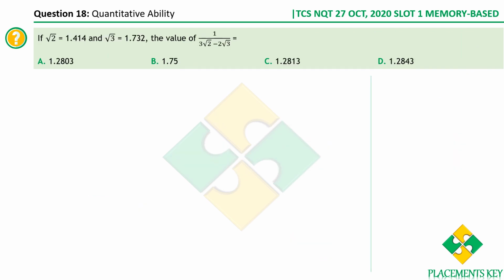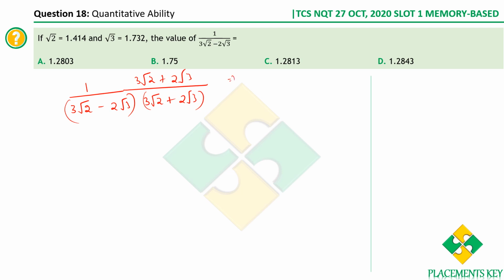Root 2 is so much, root 3 is so much. What is the value of this expression? See, whenever we have surds in the denominator, the first step is rationalizing. Here we have 3 root 2 minus 2 root 3. Let's multiply with the conjugate, which is 3 root 2 plus 2 root 3, in the numerator also.